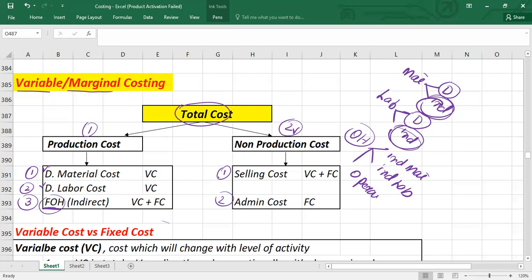Then guys, we have non-production cost. In non-production cost, we have selling cost. Selling or marketing expenses are those costs incurred in getting the product from the factory to the consumer. Like you are incurring the cost to take the product from the factory and deliver it to the consumer. Whatever cost you incur, that is called selling or marketing expenses. It might include sales personnel salaries, advertising expense, and product transportation. Not transportation in, transportation out. Transportation in will be part of material cost.